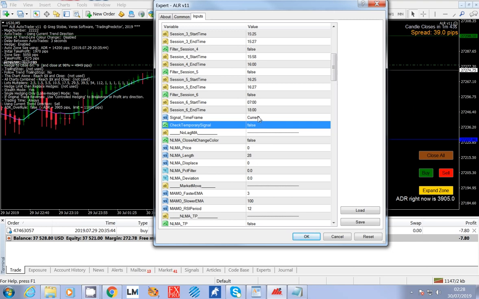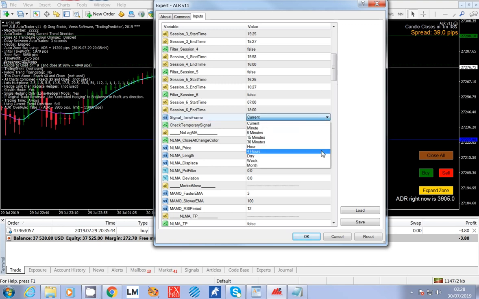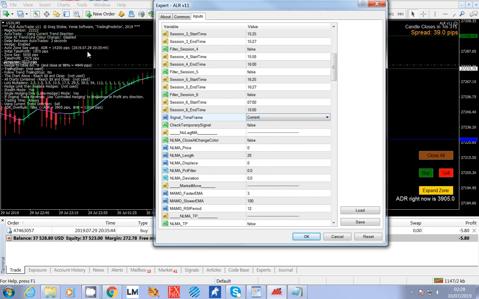And it uses the current chart to decide that. If you want, you can choose a different chart to decide the change in direction. You may wish to watch it on the M5, but you may wish to use the M30, for example, the H1, and 2 candle changes there for it to make the decision that the trend has changed, and therefore automatically place a trade in that direction.